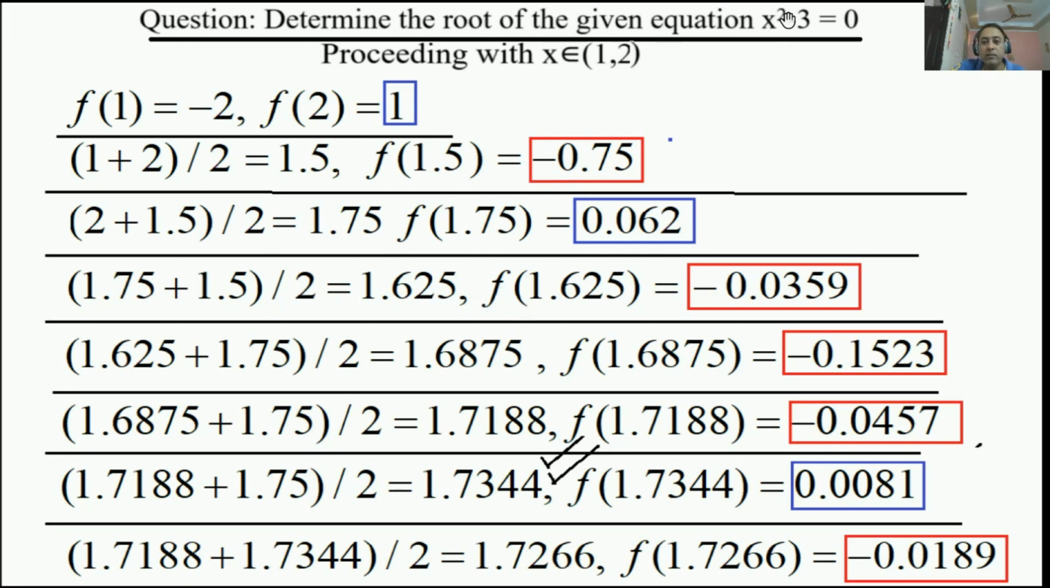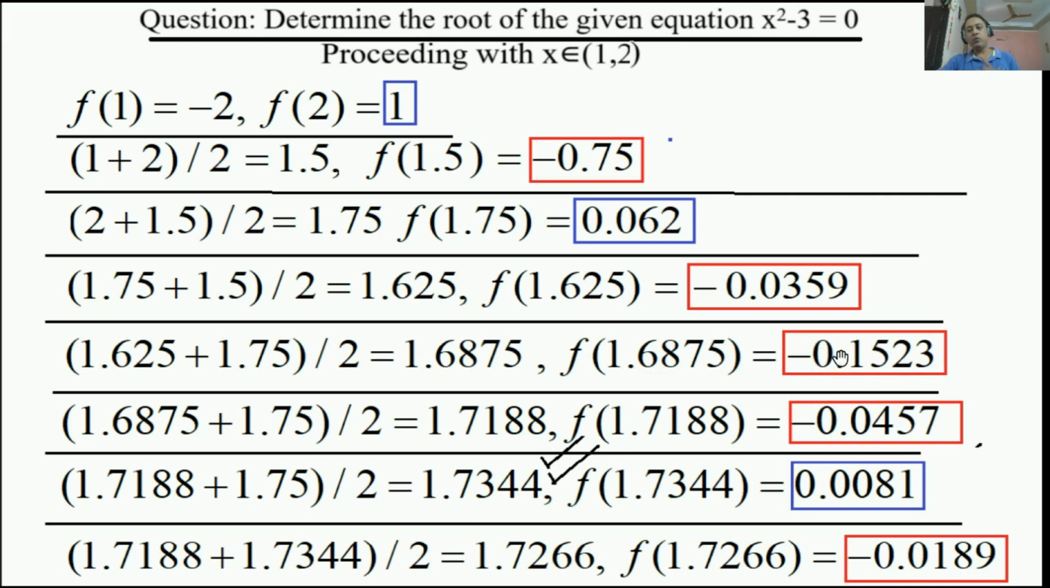Now putting in place of x this 1.625, I am getting minus 0.0359. So again I am going closer to 0, f(x) becoming closer to 0. For this 1.625, the closest number for which f(x) is positive is 1.75. So taking the average of these two, (1.625 plus 1.75) upon 2 equals 1.6875. Now what is f(1.6875)? That is equal to minus 0.1523.